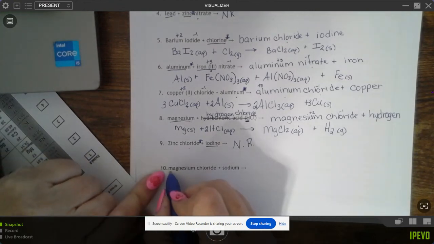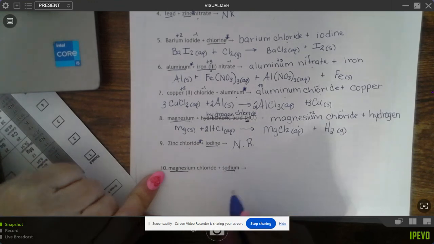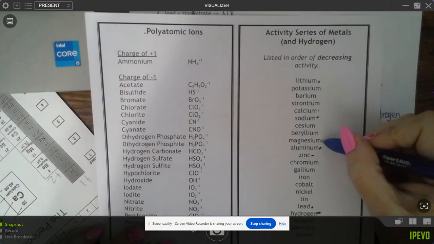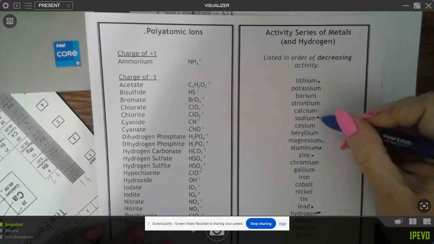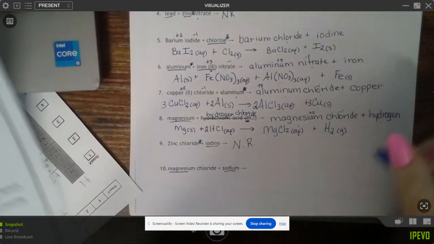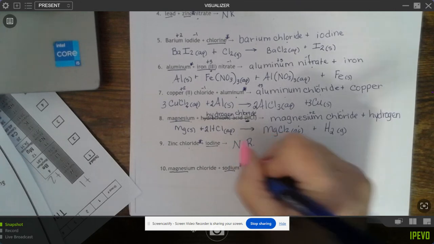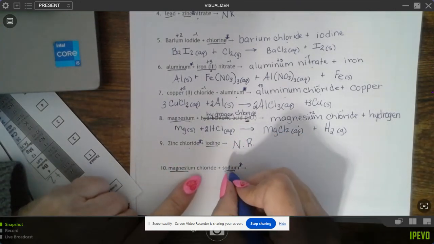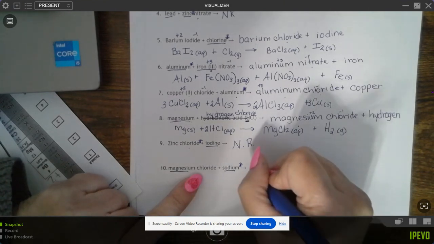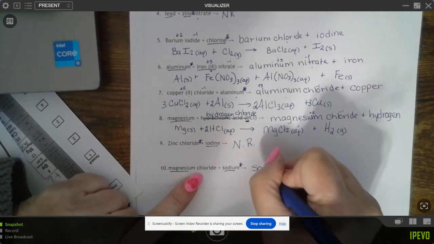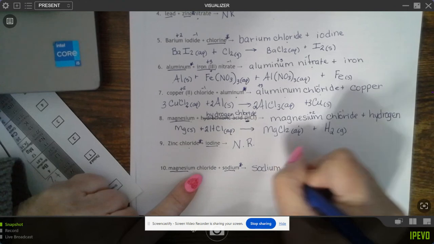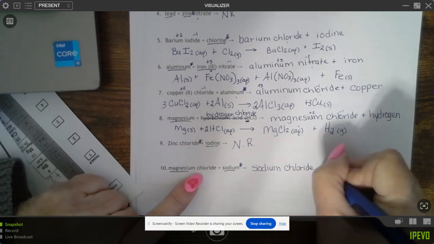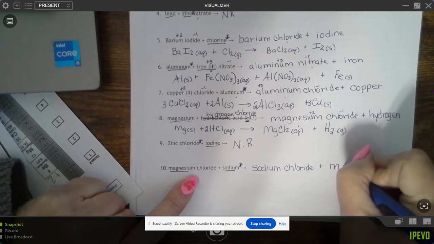All right, one more. We have magnesium chloride and sodium. So magnesium is here. Sodium is higher. So sodium gets the star. Sodium is the element that's going to end up in the reaction. So we are going to have sodium chloride plus magnesium.